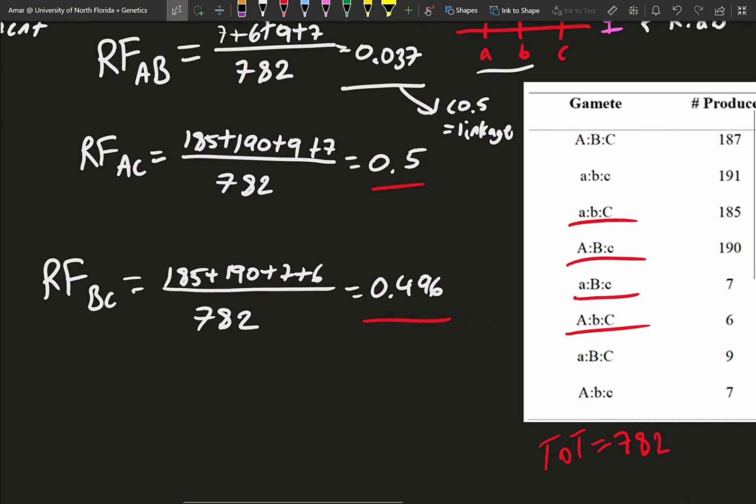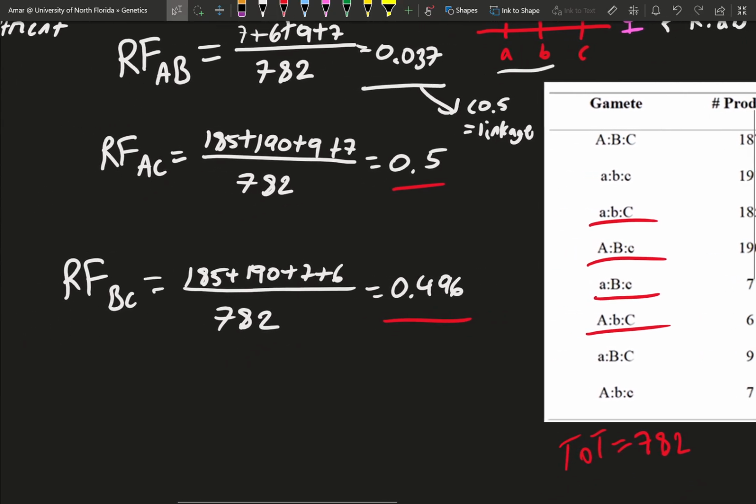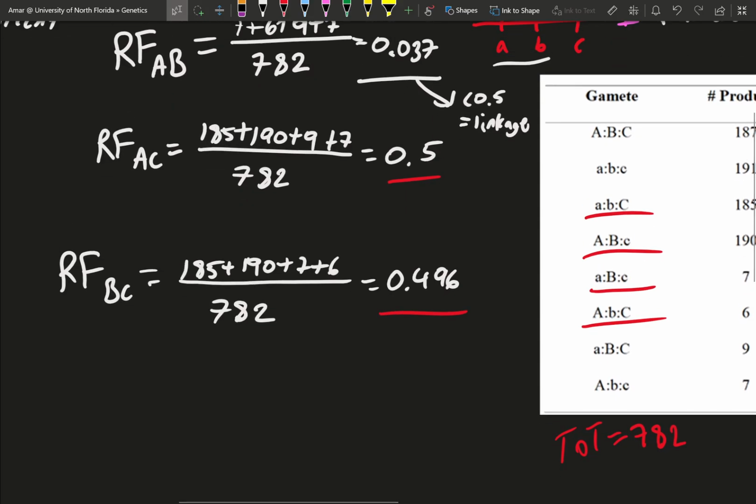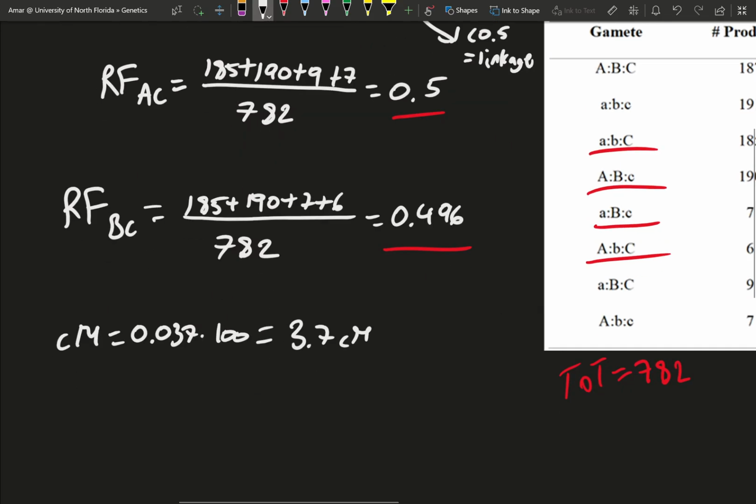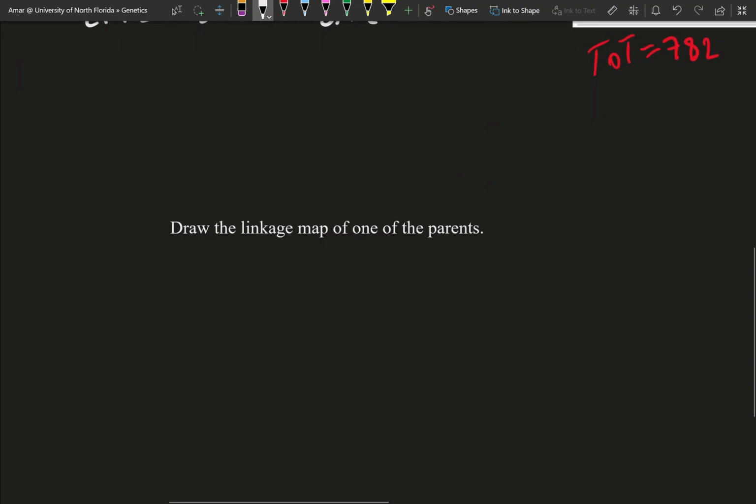So how do we make a recombination map now, or a linkage map? To figure out what centimorgans we have, we're going to do 0.037 times 100. You're going to get 3.7 centimorgans. So to create a linkage map, this would be 3.7 centimorgans.